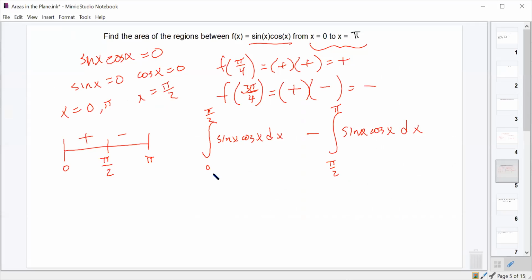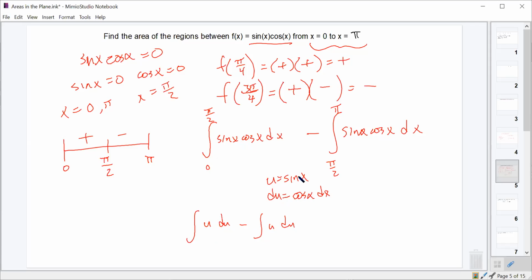So how do we integrate sine x times cosine x? Should we do a u substitution? We should. We're going to have to do it for both of them, right? We're going to let u equal sine x, so that du will become cosine x dx. And we're going to end up with an integral of u du minus another integral of u du. And when we convert all the functions to terms of u, we have to convert all of our limits of integration to terms of u.